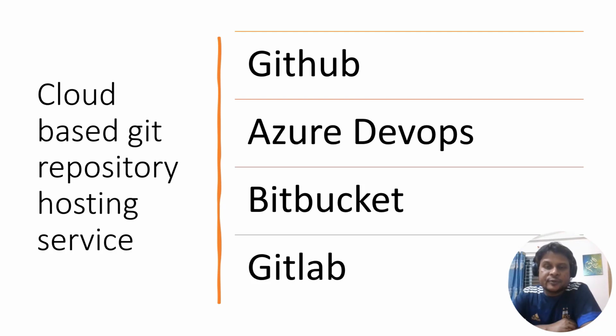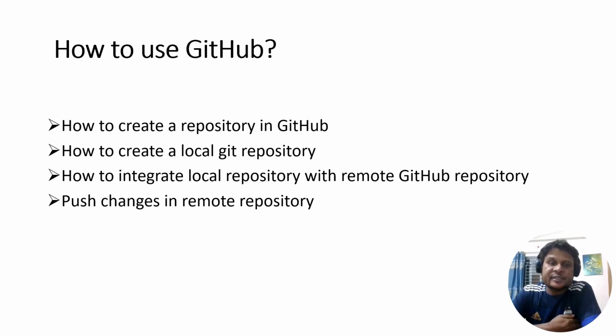And Azure DevOps, it was formerly known as Microsoft Team Foundation Services. In Azure DevOps, we can create a repository that supports Git as a source control or supports TFVC as a source control. And Bitbucket also supports the Git repository. This is an Atlassian product, and below we can see GitLab. Let's see how to use GitHub.